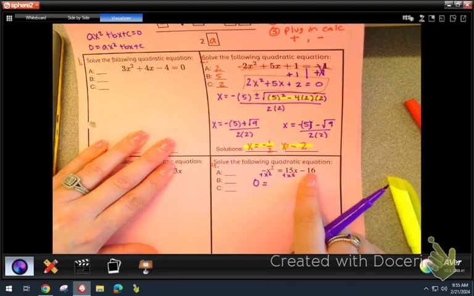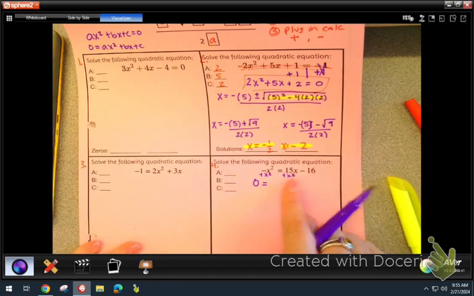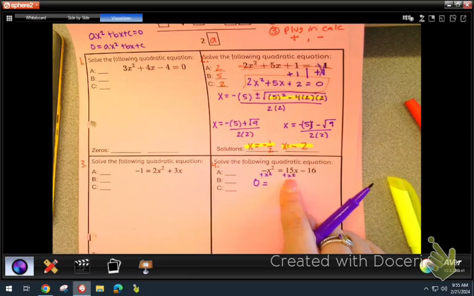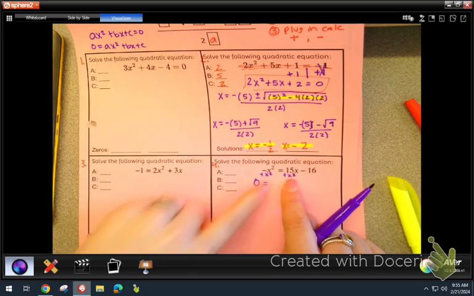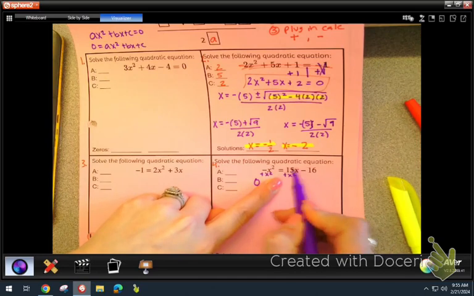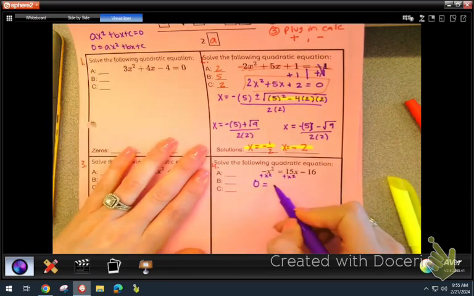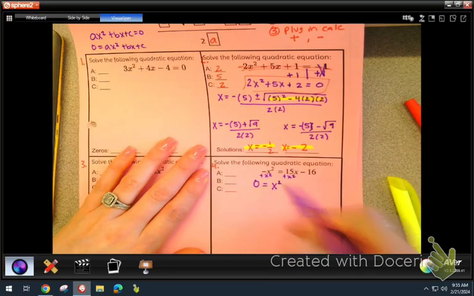Would it be 3x cubed? No, because it's not multiplying. I don't know why I did this. I did all the moves for the second problem down here. That's okay. Hey, listen to my question. Is there an x squared term to add to over here? No. So I just have positive x squared.